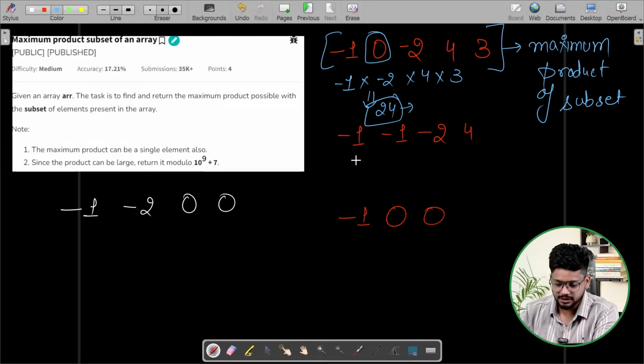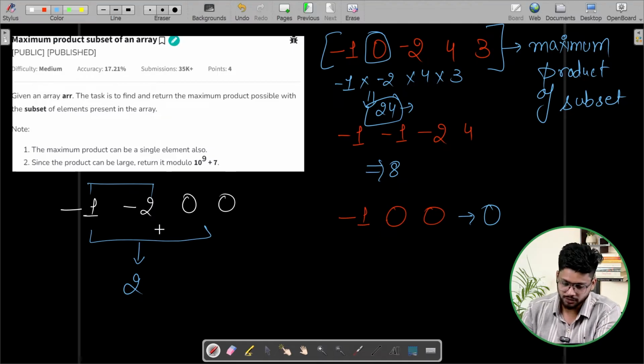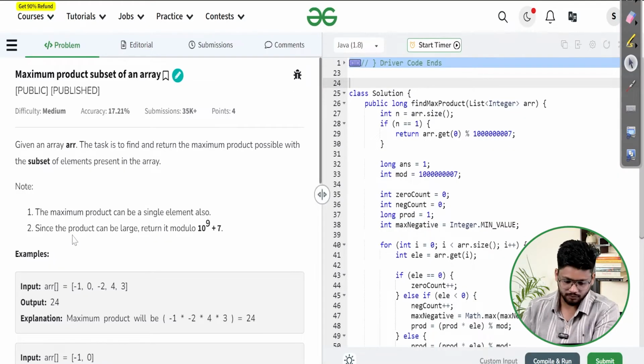Okay, for this case what is going to be the maximum product? It is 4 into 2 is 8 and then it is 1, so the maximum product is going to be 8. Okay, for this part what is going to be the maximum product? Maximum product is going to be 0, and for this part what is going to be the maximum product? It is going to be 2. I think it is very clear that 1 into -1 into -2, that is going to be 2. So we have to find the maximum product subset like this.